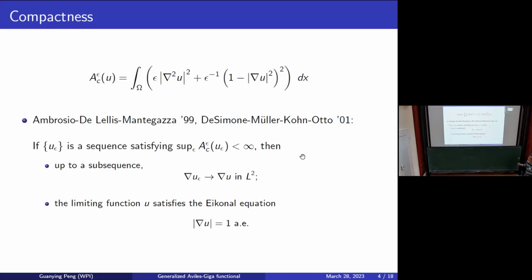The proofs of both groups of authors basically used this important tool of entropies. The first group of authors, Ambrosio, De Lellis, and Mantegazza, used a special class of entropies that was first introduced by Jin and Kohn. The second group of authors, Moni, Muller, Kohn, and Otto, really made this notion of entropies in this setting more explicit and more systematic.